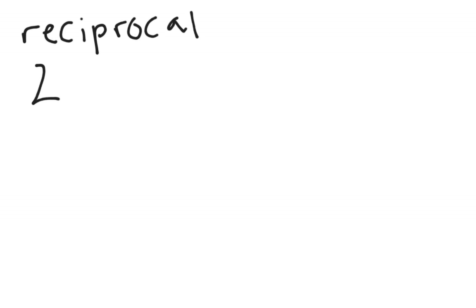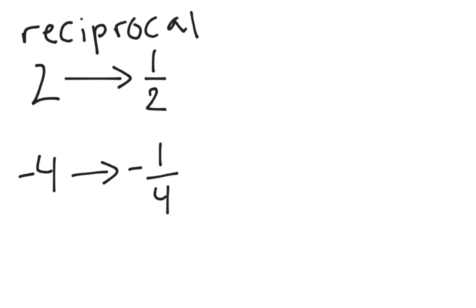So the reciprocal of 2 would be 1/2. The reciprocal of -4 would be -1/4. The reciprocal of 3/2 would be 2/3. So remember, that negative sign means you're taking the reciprocal of the base. You still have to take it to the power. The negative sign tells you reciprocal.